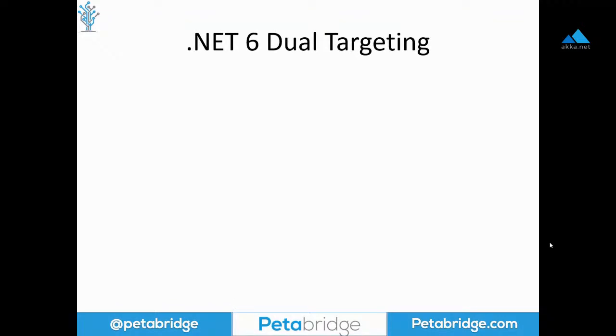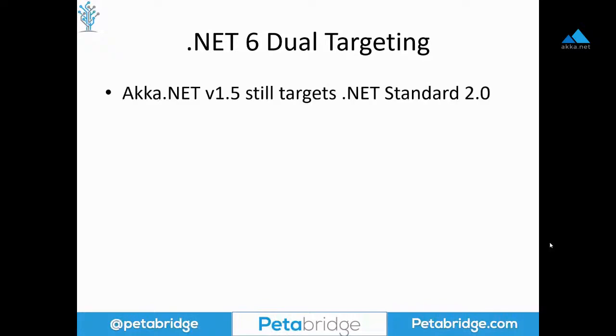The next big change, now we're actually going to start talking about things that affect the core Akka.NET DLLs you've all been using off of NuGet. The first big piece of this is .NET 6 dual targeting. Akka.NET has targeted .NET Standard 2.0 since we shipped Akka.NET 1.4 in 2020. So we still support that. And .NET Standard 2.0 supports, I think, everything going all the way back to .NET Framework. It's either 4.61 or 4.62.